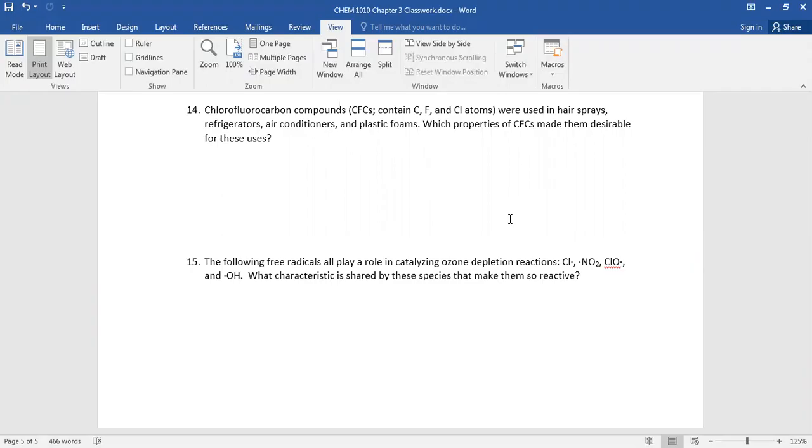But CFCs were very desirable for use because they were cheap, easy to manufacture, and they had the properties that we wanted them to have of being able to be compressed easily and put into aerosol cans and to be used for hairspray purposes. And they were also very, very good refrigerants. So their uses in refrigerators and air conditioning were very desirable. But their undesirable quality, of course, is that they destroy ozone. So that's why we don't use them anymore.